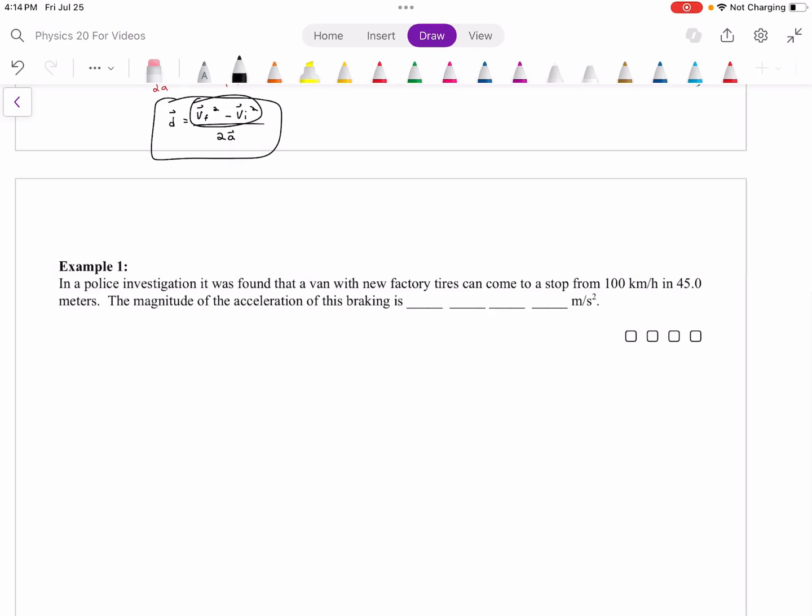So in a police investigation, it was found that a van with new factory tires can come to a stop from 100 kilometers per hour in 45 meters. Okay, so let's just do a quick sketch to get our bearings here. So if it can come to a stop from 100 kilometers per hour, well, that means, initially traveling at 100 kilometers per hour, it can come to a stop. Come to a stop. What does that tell us?